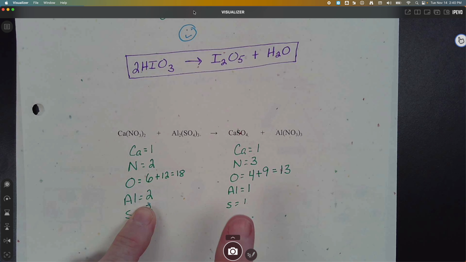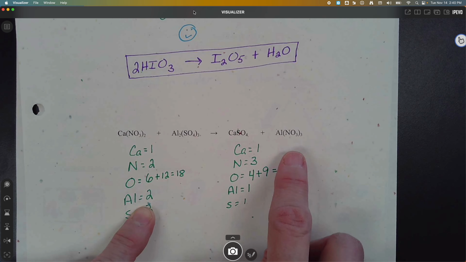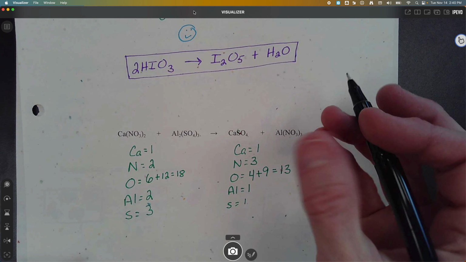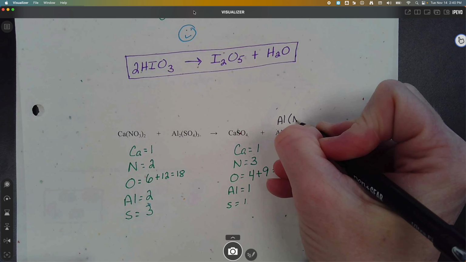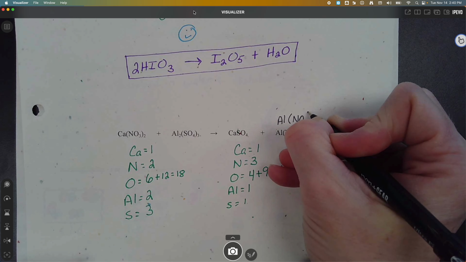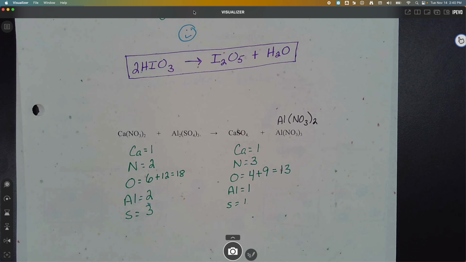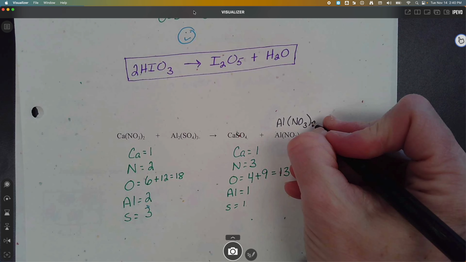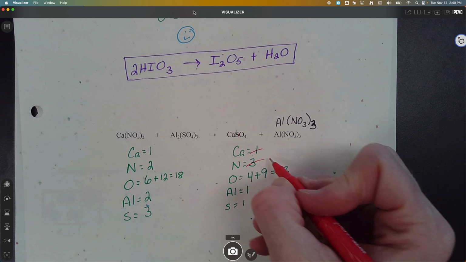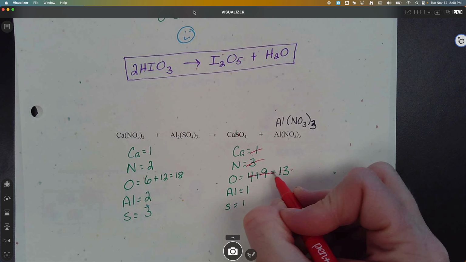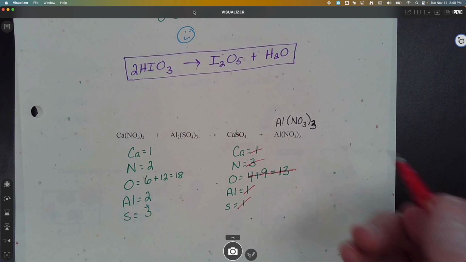I have 2 here. I would like to have 2 here. All it takes is another one of that. I can fix that. Oh, yeah, 3. There we go. Okay, I add something, I have to recount. Okay, so do the counting again.